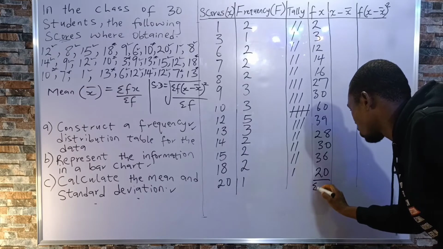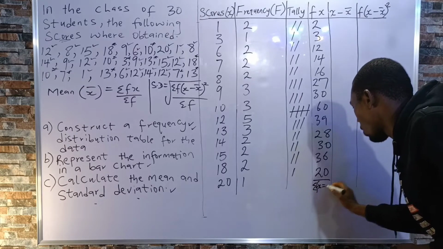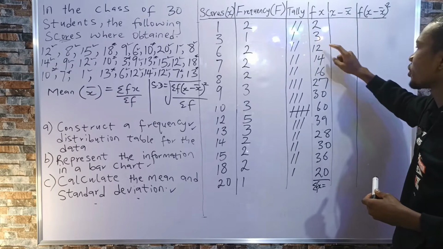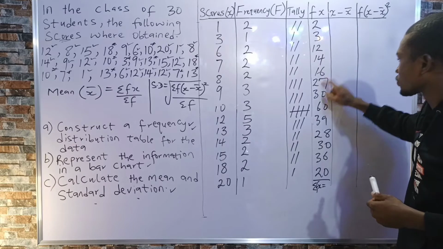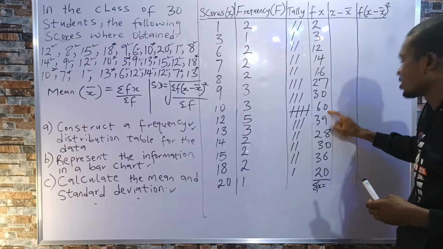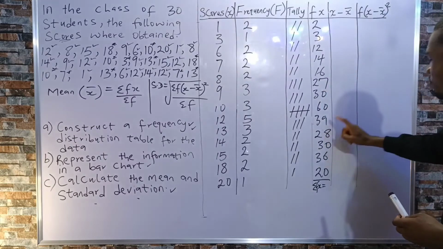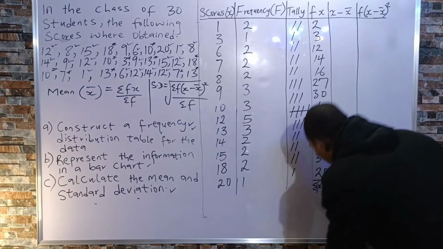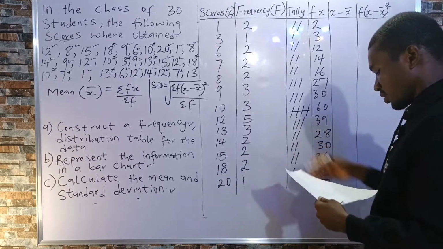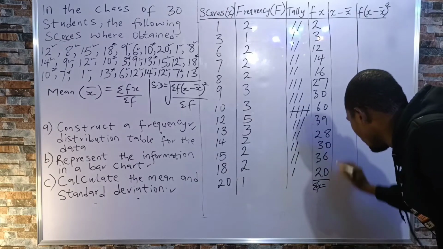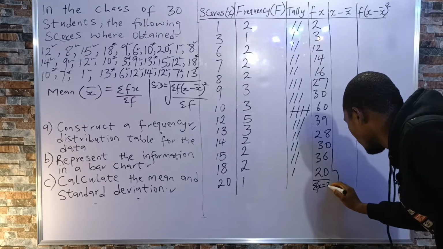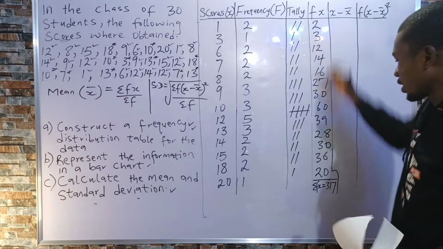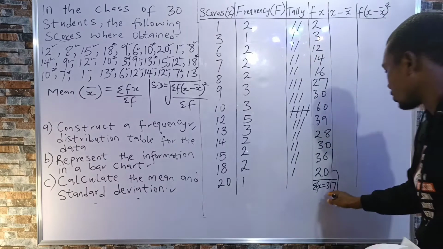So we then say summation of fx is equal to, we then sum every value here, 2 plus 3 plus 12 plus 14 plus 16 plus 27 plus 30 plus 60 plus 39 plus 28 plus 30 plus 36 and plus 20. I guess all the values will give us 317. So we have 317. Remember, you could still punch it with your calculator and you will get this value that I just got here.